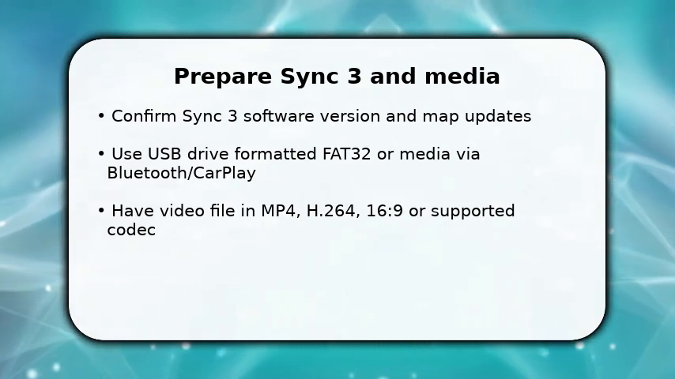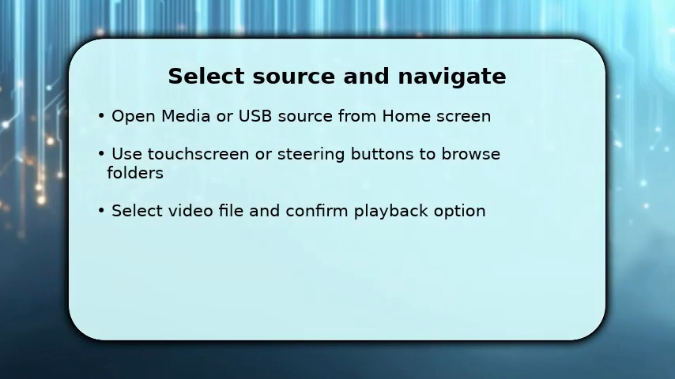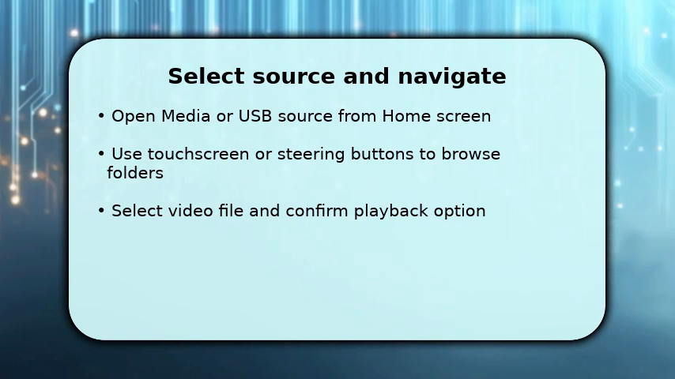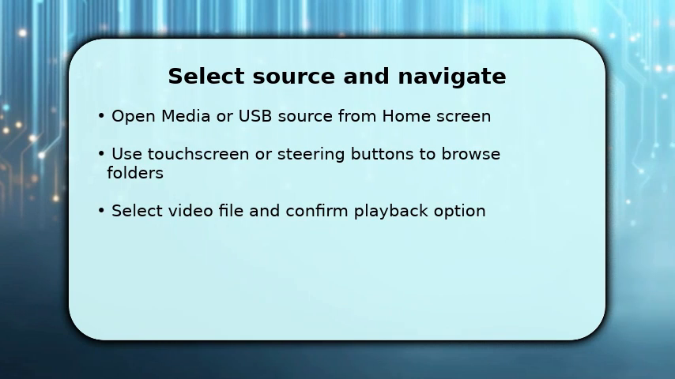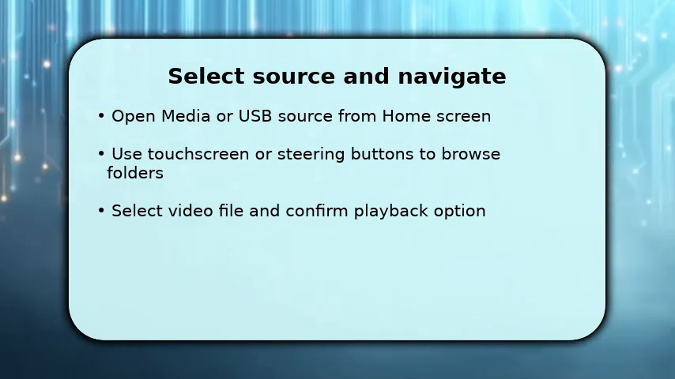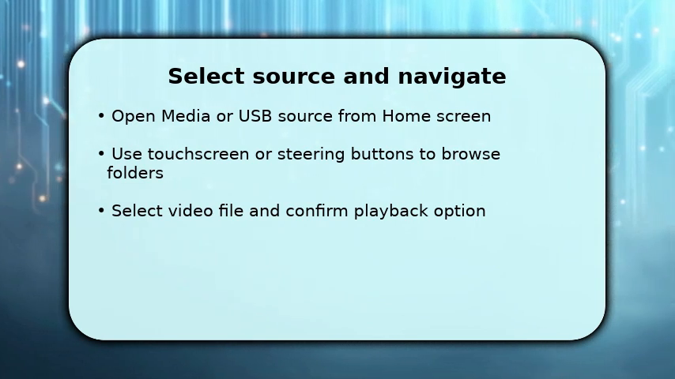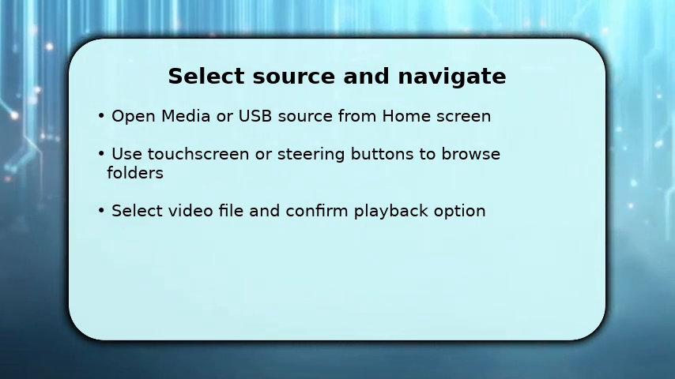Because Sync blocks video by default to avoid distractions, make sure you tap Media, then choose USB or CarPlay/Android Auto as the source. This tells Sync 3 where to read the files. Next, use the touchscreen or steering wheel arrows to navigate folders. Pressing a folder opens its contents, and thumbnails help you confirm the right file. When you find the video, select it and choose Play.